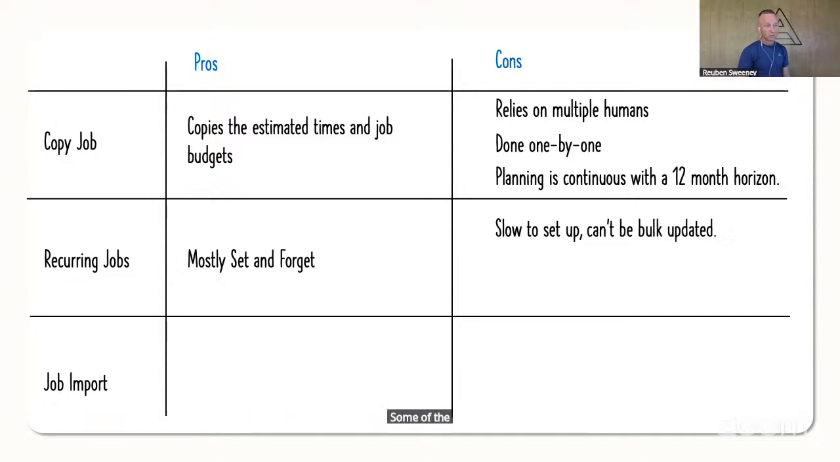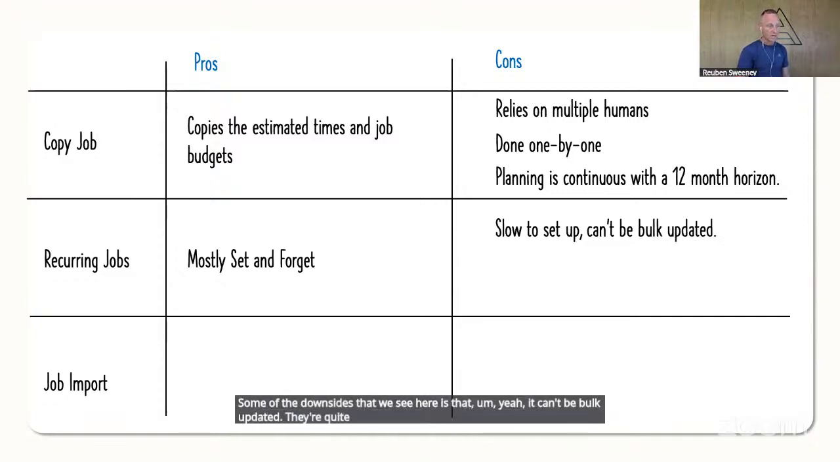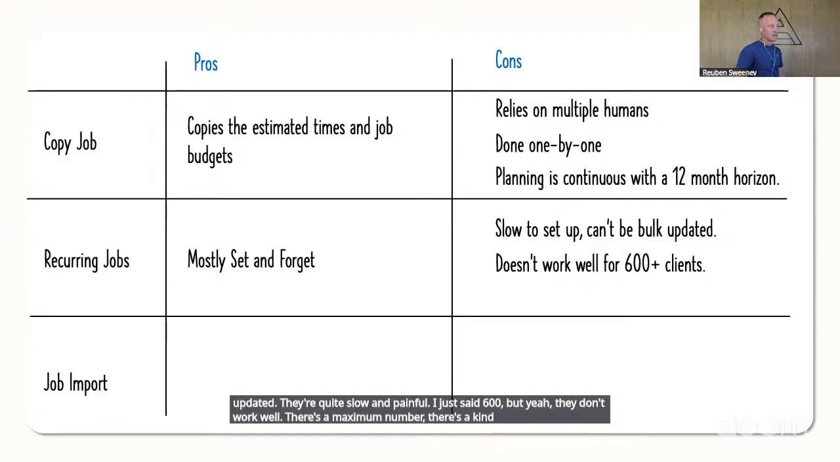Some of the downsides that we see here is that they can't be bulk updated. They're quite slow and painful. I just said 600, but yeah, they don't work well. There's a maximum number, a size of a practice where recurring jobs stop really being a practical solution. And it shortens the planning horizon.